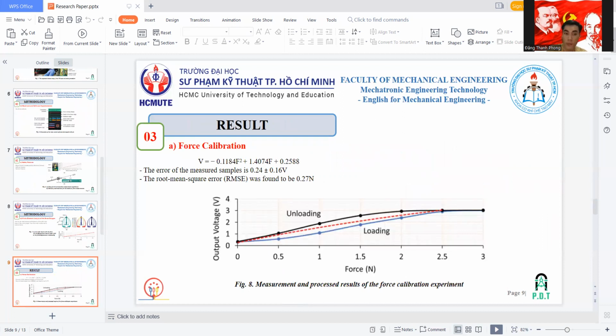Next, part 3, Result. A. Force calibration. The error of the measured sample is 0.24 at or sub 0.16. The root mean square error was found to be 0.77 Newton.